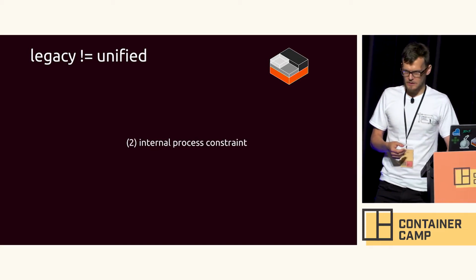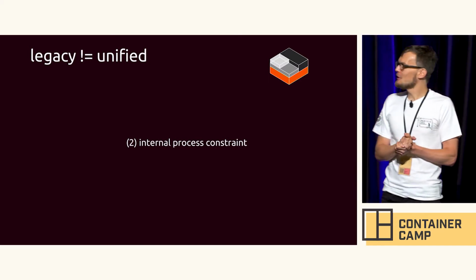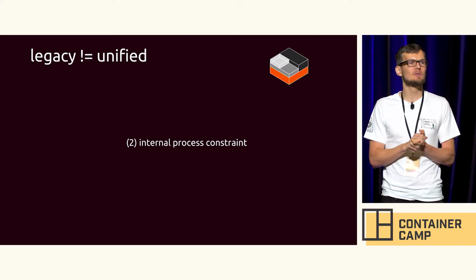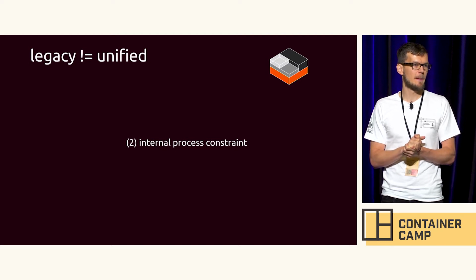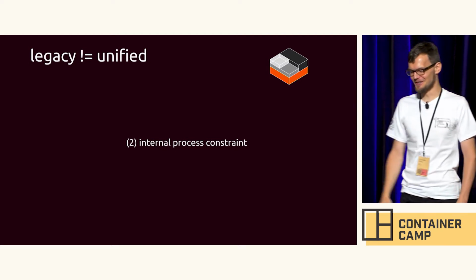And now we come to the constraint a lot of people find very surprising, and I'm interested, how many people do know what the internal process constraint for the Cgroup v2 hierarchy actually is?